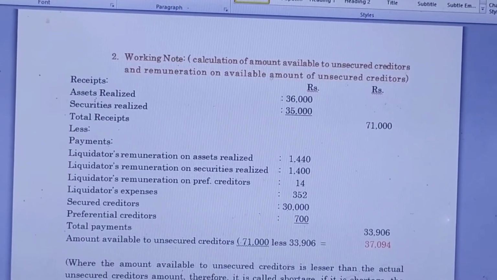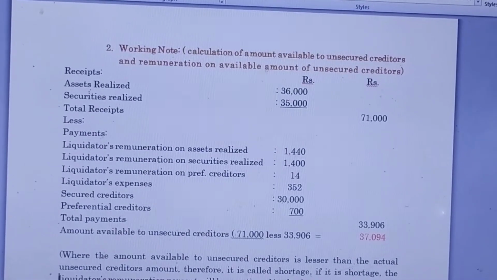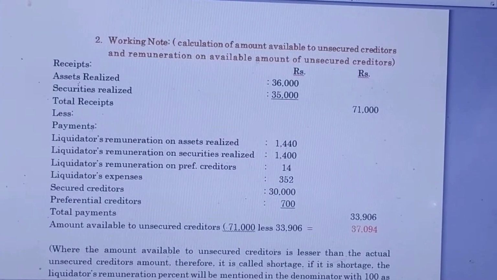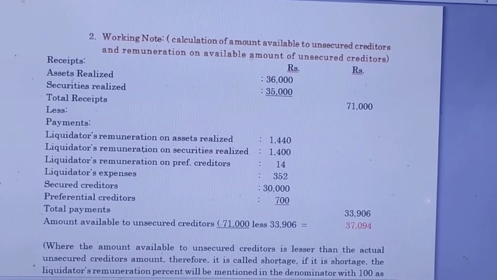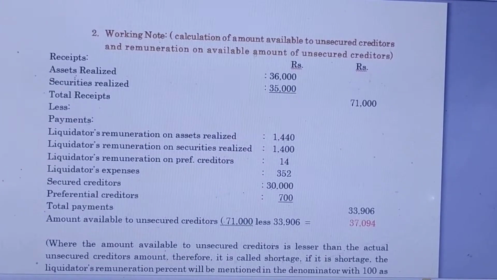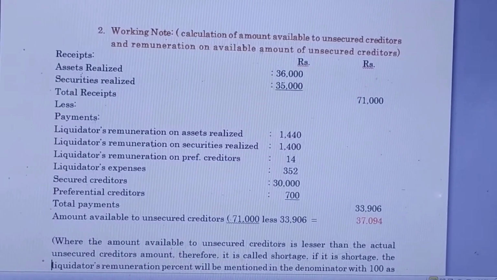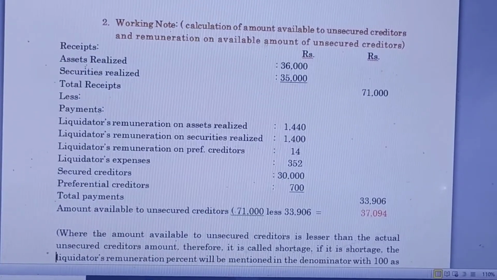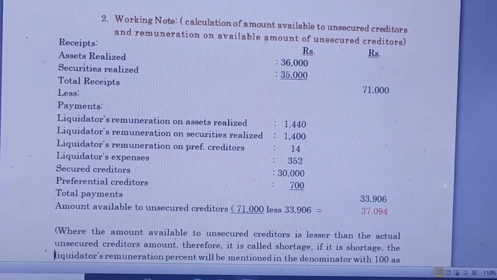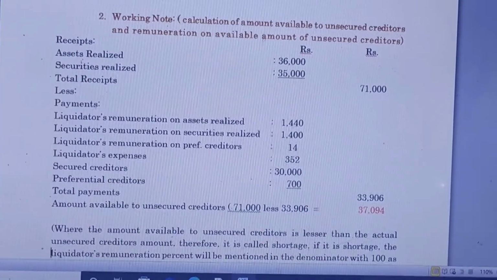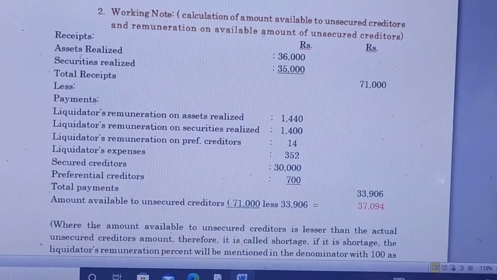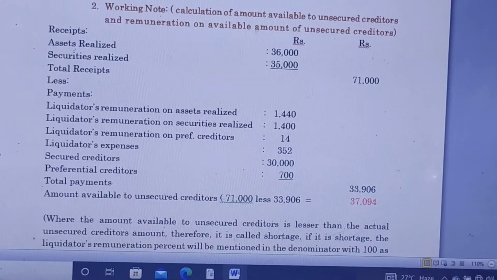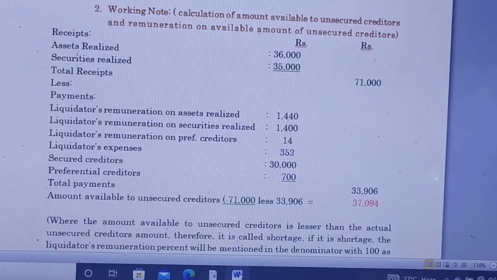Then we have to find the working note for the calculation of the amount available to unsecured creditors and the remuneration on the available amount. First, we have to mention the receipts. Under the receipts, assets realized rupees 36,000, securities realized rupees 35,000. These are the total receipts. We add those amounts, we get 71,000, that is called the total receipts.